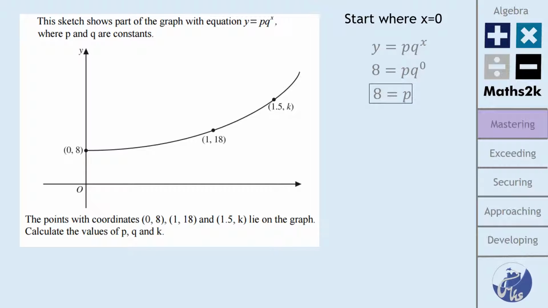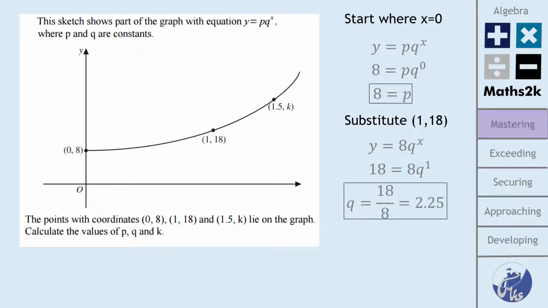The next step is then to put that into the equation and then substitute the values of 1 and 18 into it to determine the value of q. So we know that y equals 8q to the power of x. So now we know that 18 is going to equal 8q to the power of 1. As q to the power of 1 is just q, then that means with a little bit of division we can get our value of q.